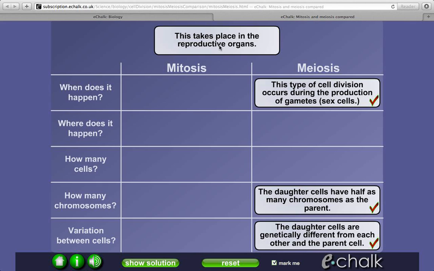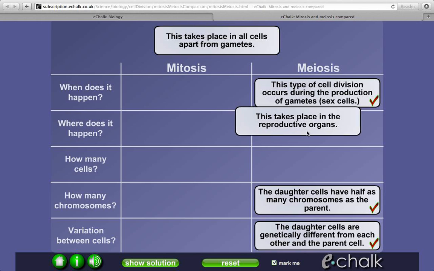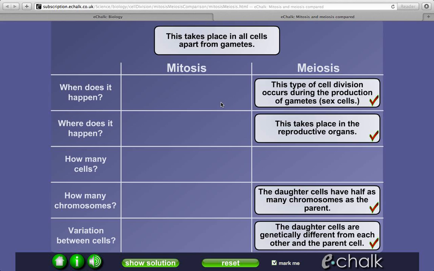This takes place in the reproductive organs. Well, mitoses on my toe. Is my toe a reproductive organ? No. So reproductive organs produce the gametes, remember the sperm and the egg, and so that really fits. So where does it happen? In the reproductive organs. This takes place in all cells apart from the gametes.